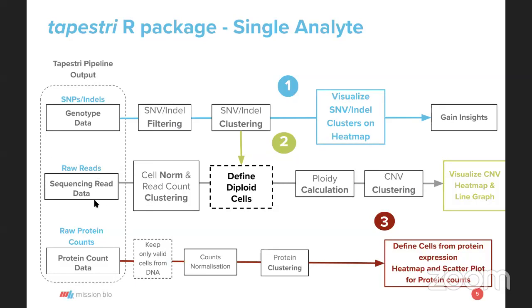The second data set we have is raw reads, meaning for the Tapestry data, you have per cell, per amplicon, how many reads are mapped. You could use that data to first normalize by some methods we'll go over, and then you could define your diploid cells. You could estimate the ploidy of the tumor population of cells based on that. And you could do a bunch of clustering and visualize SNV and CNV data together in a single cell.